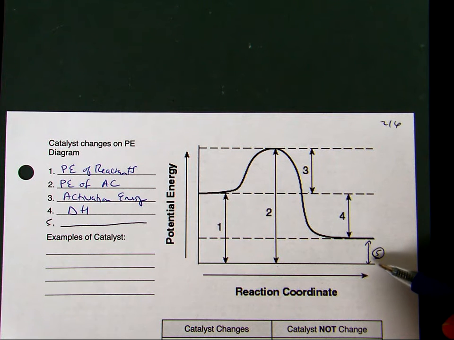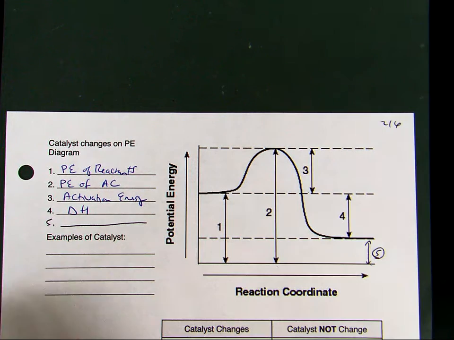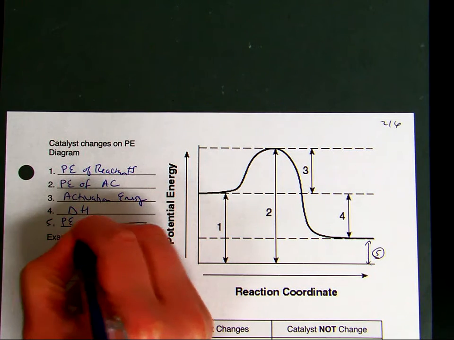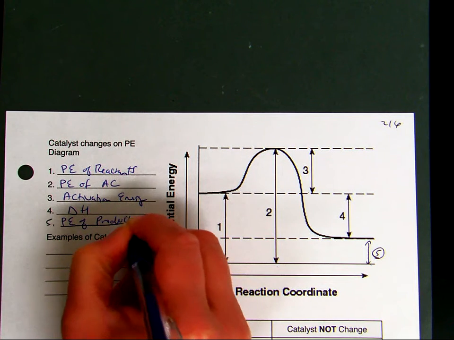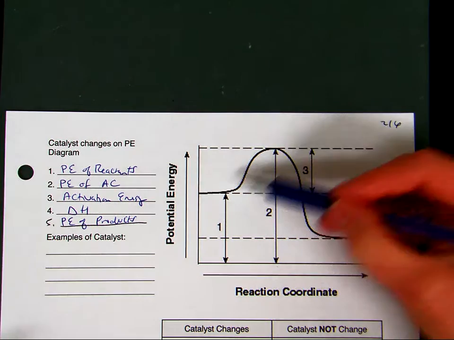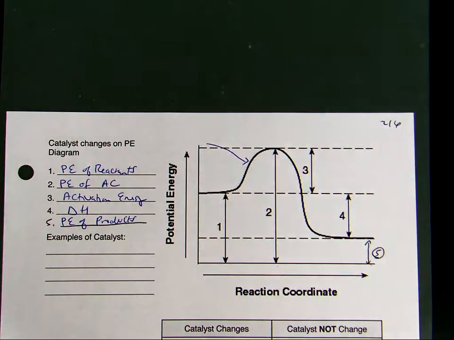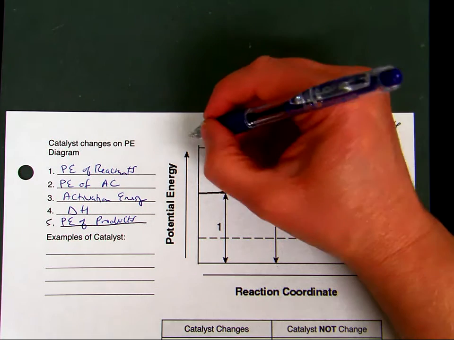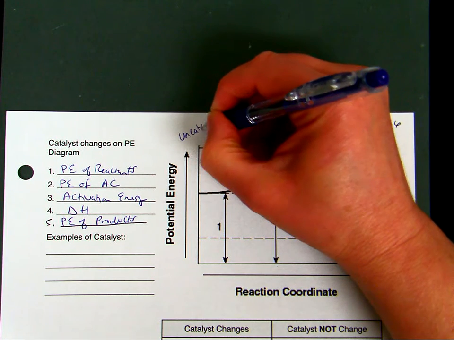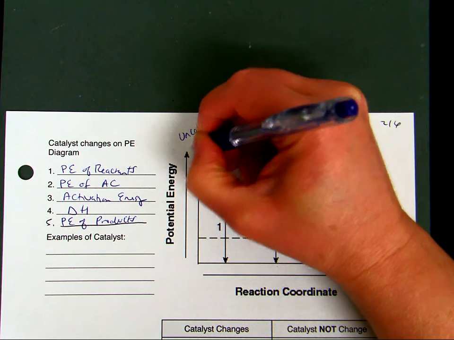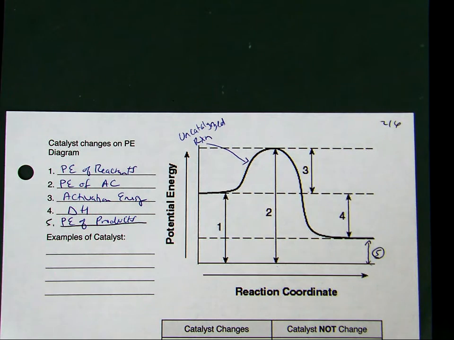And the newly added arrow 5 starts at the x-axis, ends at the products platform, so we would say PE of the products. Okay, so this is our regular reaction pathway. Since it's the normal or the traditional one, we would say uncatalyzed. So our uncatalyzed reaction.